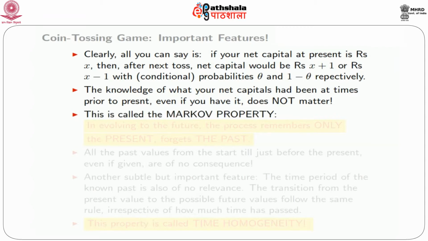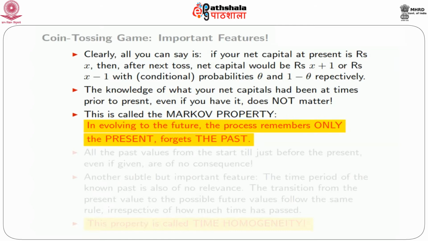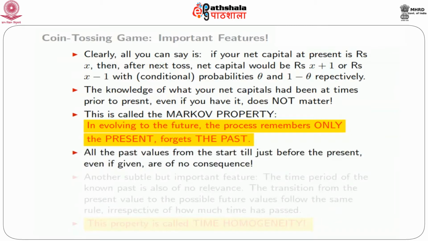This is called the Markov property. In evolving to the future, the process remembers only the present, forgets the past. So the present capital X is all that matters. How you arrived at X, that present capital, is completely forgotten. So all the past values from the start till just before the present, even if given, are of no consequence whatsoever.